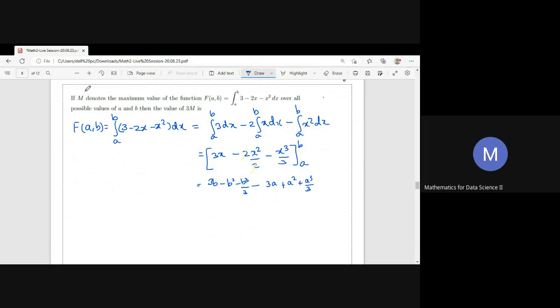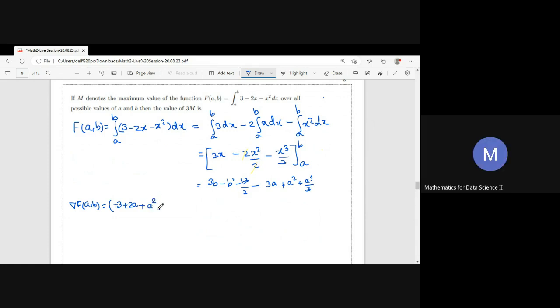Now they are saying that M denotes the maximum value of this function. So we need to know the maximum value of this function. How do you find it? What is the only technique we know for multivariable functions to identify the maximum value? The gradient. So you find the gradient first. What is the partial derivative with respect to a? Minus 3 plus 2a plus a squared, since 3a squared by 3 is simply a squared.